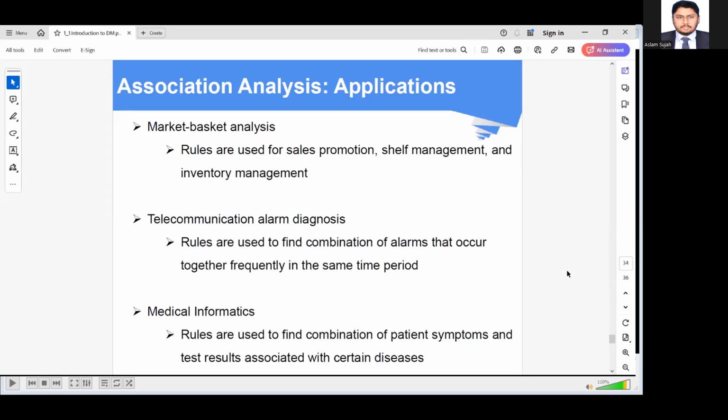Telecommunication, alarm diagnosis, medical informatics. There are so many benefits we have with the help of association rules also.